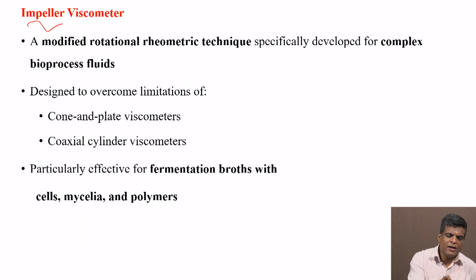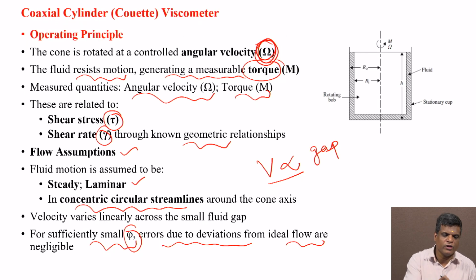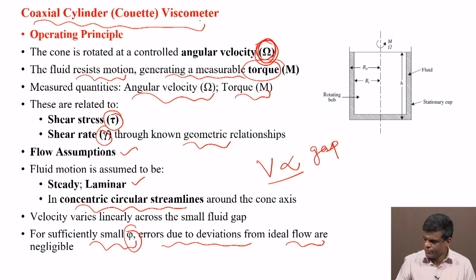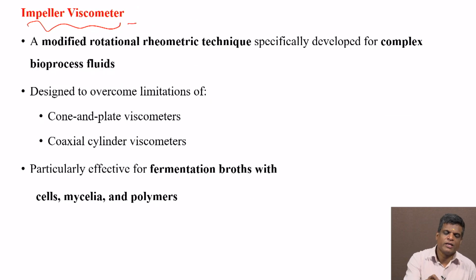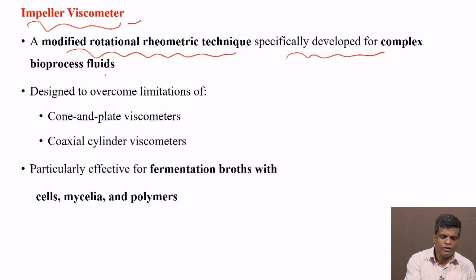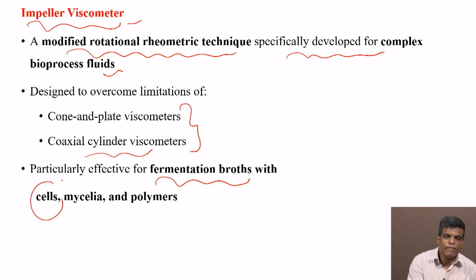Now, the impeller viscometer. First we discussed the cone and plate viscometer, then the coaxial cylinder viscometer. This is the impeller viscometer, a modified rotational rheometer that we specifically use for complex bioprocess fluids. So, what are the limitations of the cone and plate viscometer and the coaxial cylinder viscometer? Particularly, we can use this for fermentation broth with cells, mycelia and polymers. You can even use it for biopolymers.